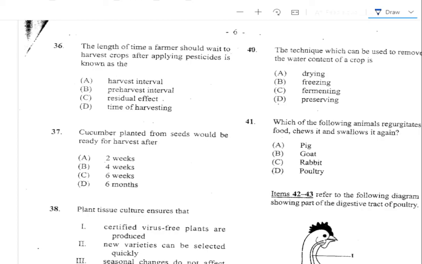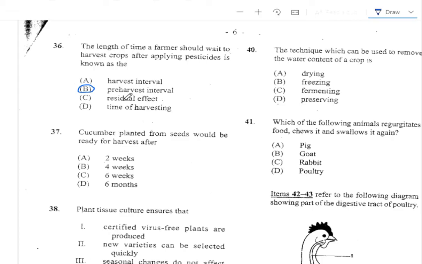Question number 36. The length of time a farmer should wait to harvest crop after applying pesticide is known as, the answer is B, pre-harvest interval. Interval means time, right? So once you spray the crop, the time between spraying the crop and harvest would be pre-harvest, meaning before harvest. So it's B, the pre-harvest interval.